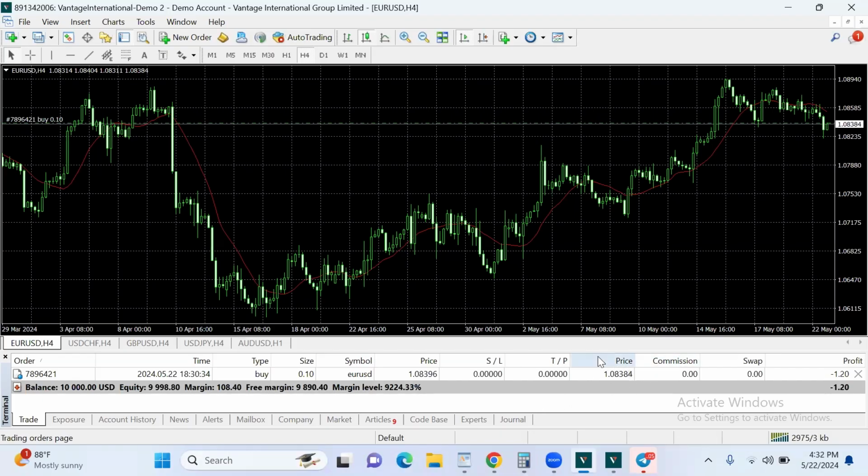Then price. This price is the current price. You notice that as the market is moving, this price is changing. It is just mirroring the current price in the market. Look at the price here by the side of the window. You have the current price running, going up and down, up and down. That one is the one that's reflecting here. So you can see price and price.